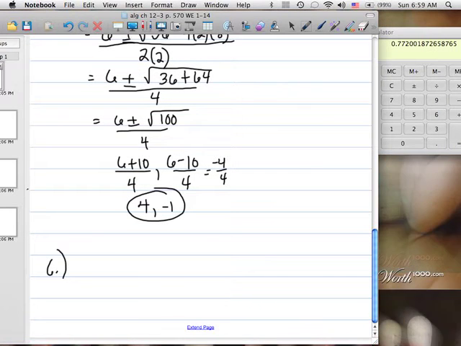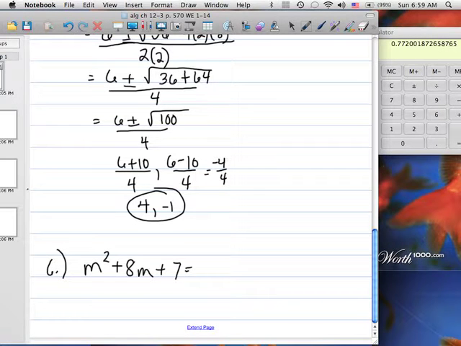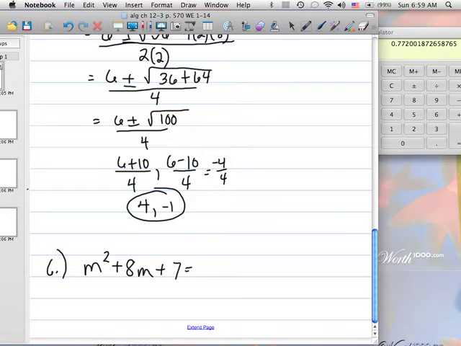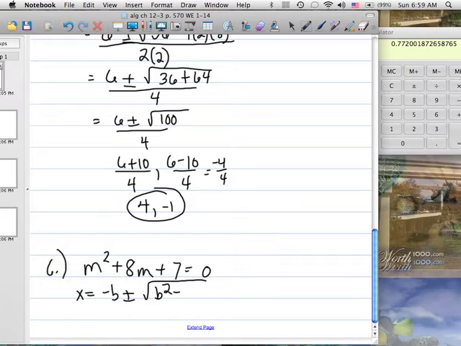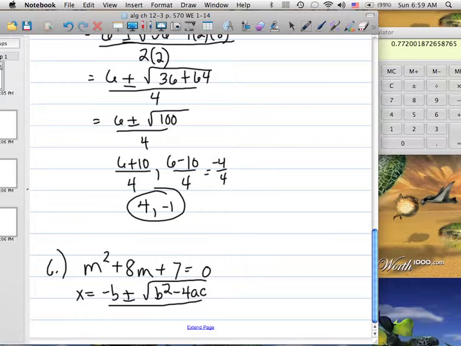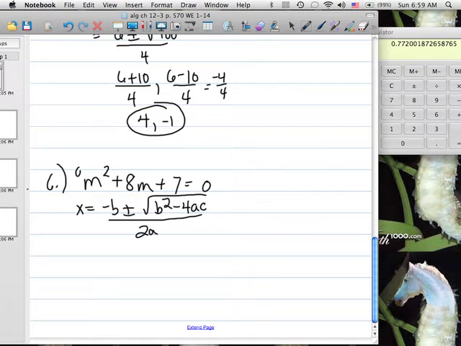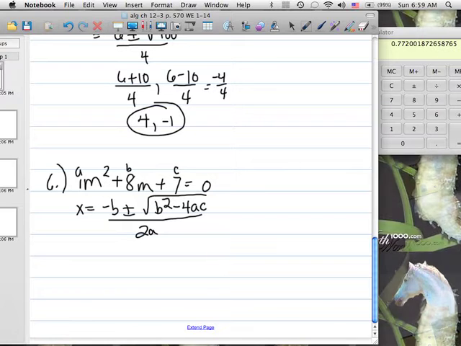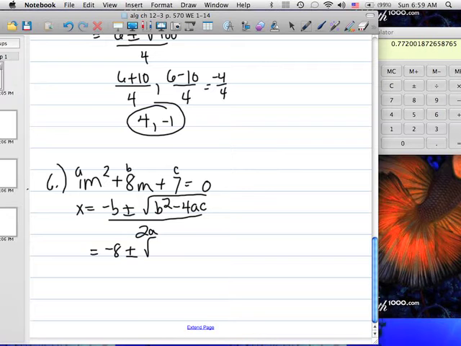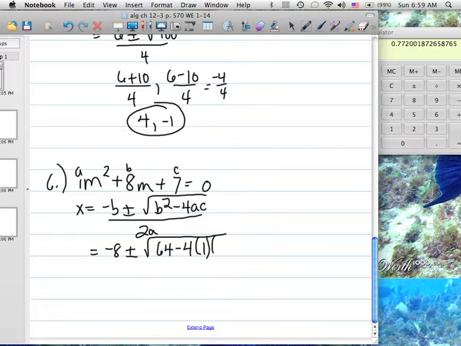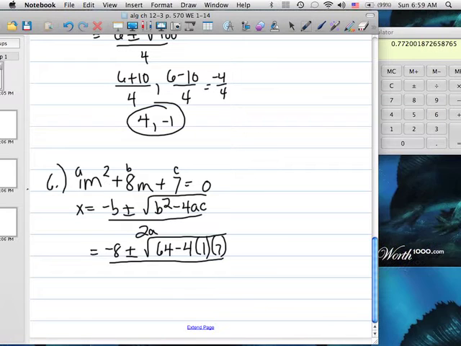Problem number 6, m squared plus 8m plus 7. Make sure they're in decreasing order so you can get the right values for A, B, and C. Our formula is x will equal the opposite of b plus or minus the square root of b squared minus 4ac over 2a. So a is 1, b is 8, and c is 7. So the opposite of b would be negative 8 plus or minus the square root of b squared, 8 squared is 64, minus 4 times a is 1 times c is 7, over 2 times a, 2 times 1.